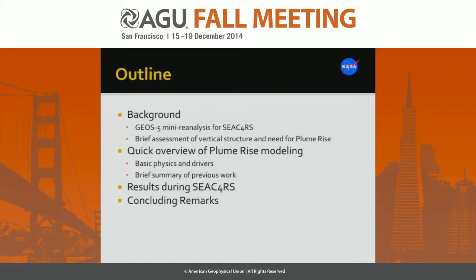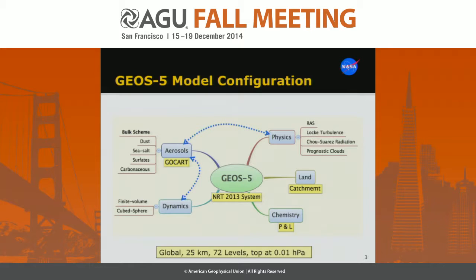And why do we think we have a need for putting the smoke at a higher level than we're doing right now? A quick overview of the plume model and some plume calculations over CCARs over GEOS-5. I will conclude with some remarks on why we don't think that right now we have the right parameterization to address what we need. Let's move on. GEOS-5 is just a global model.